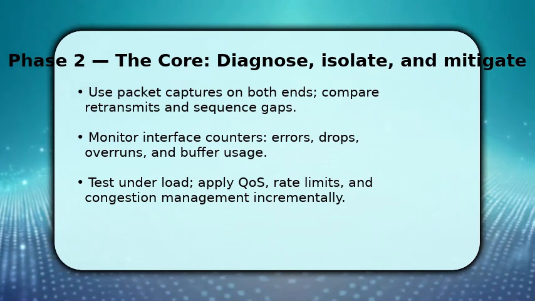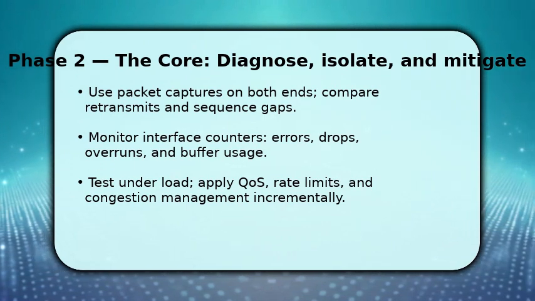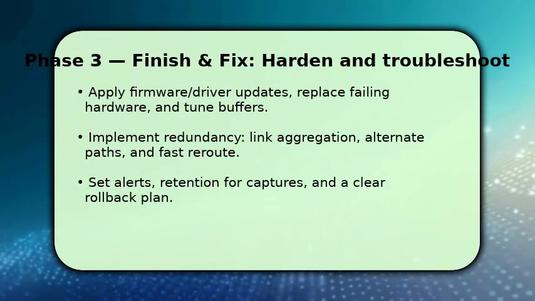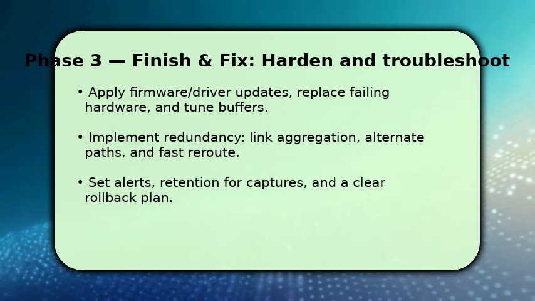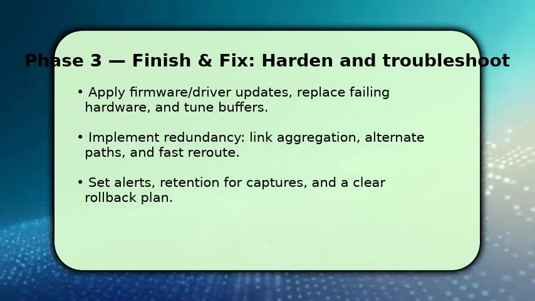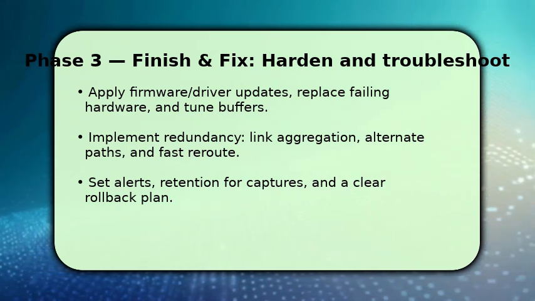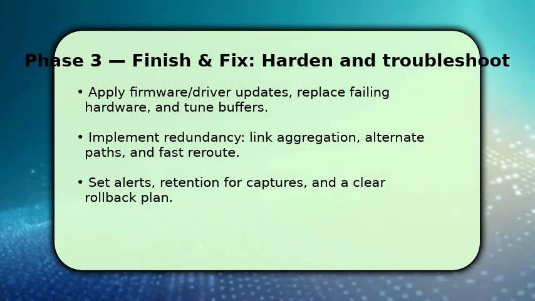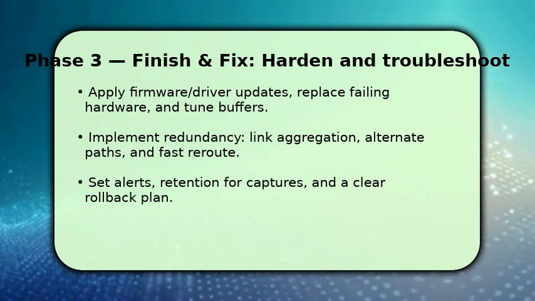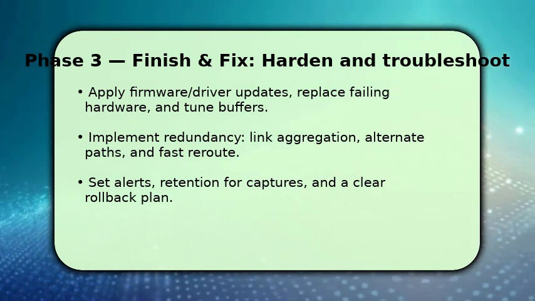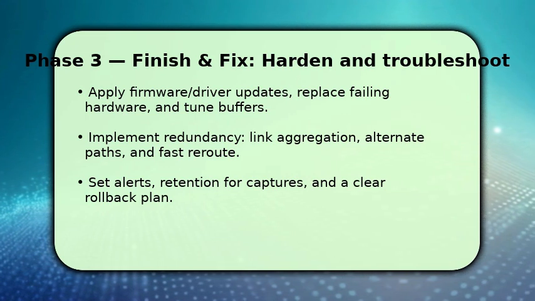You finish by hardening the environment, update firmware and drivers, swap suspect hardware, and tune buffer and queue sizes based on your tests. Configure redundancy, link aggregation or alternate paths, and enable fast reroute so packets survive a single failure. Once done, set threshold alerts and retain captures for postmortems and automate sanity checks.